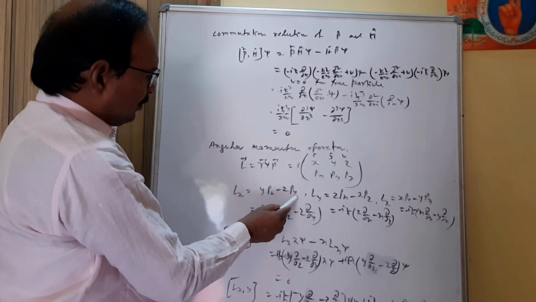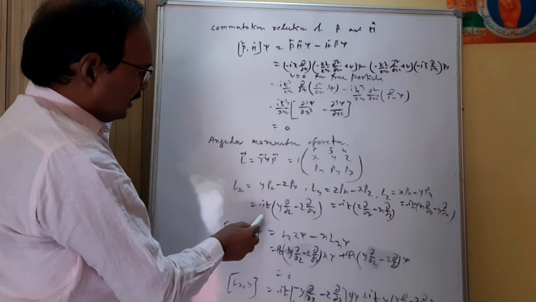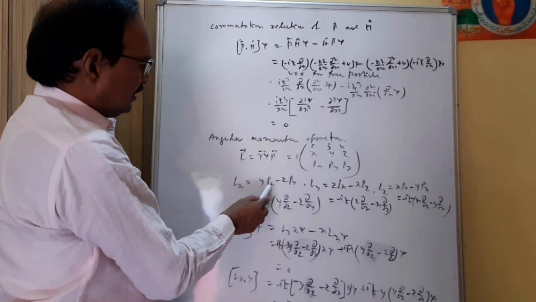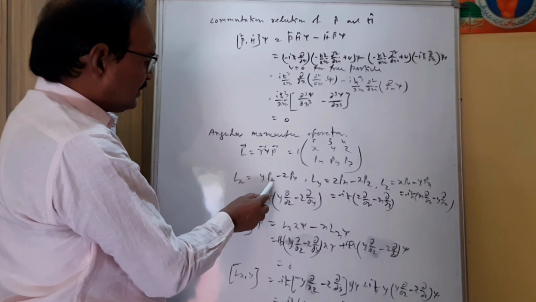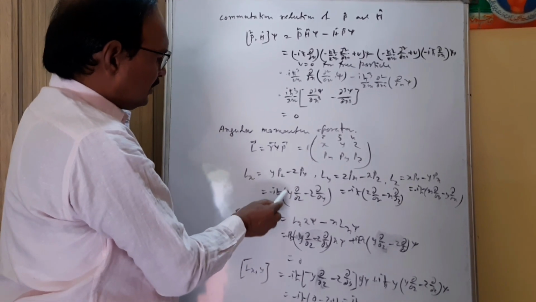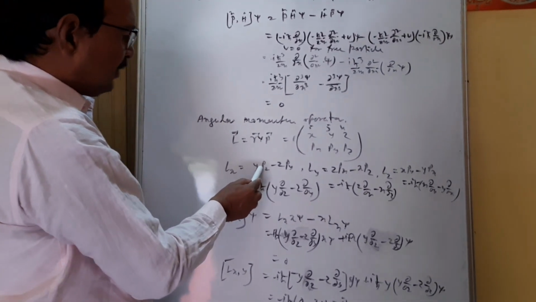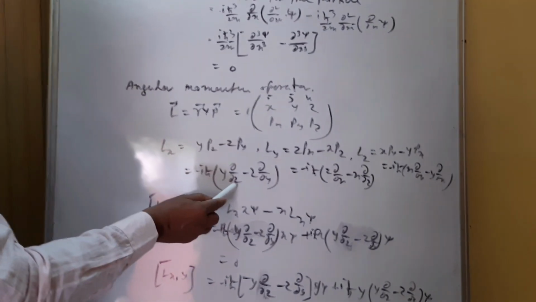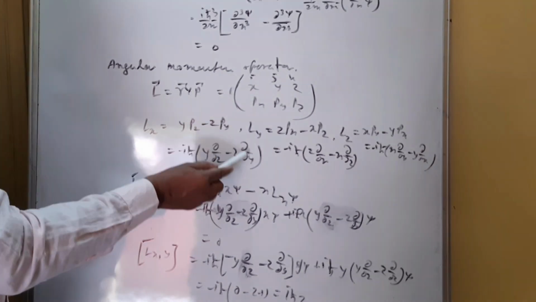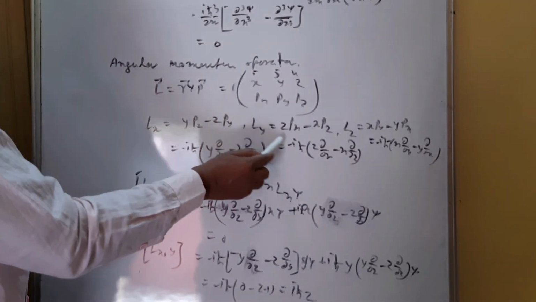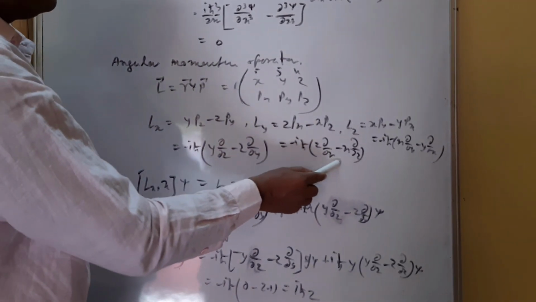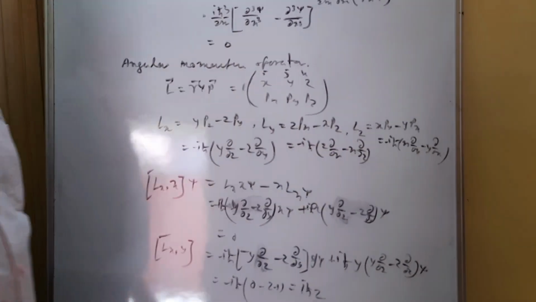When we put the value of the operator on p, then we can write like this: Lx equal to minus i h cross (y del by del z minus z del by del y). Similarly, Ly we can write like that, and Lz we can write this one.